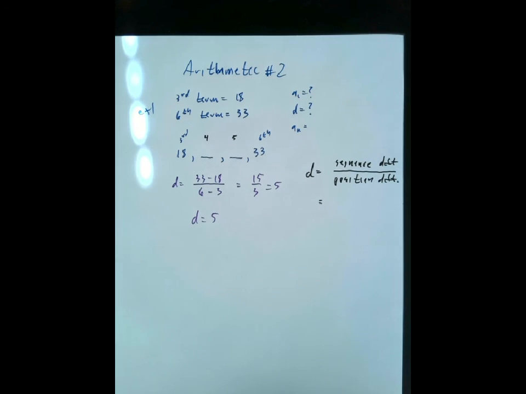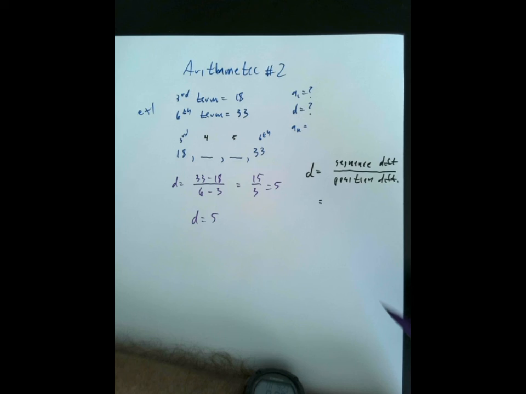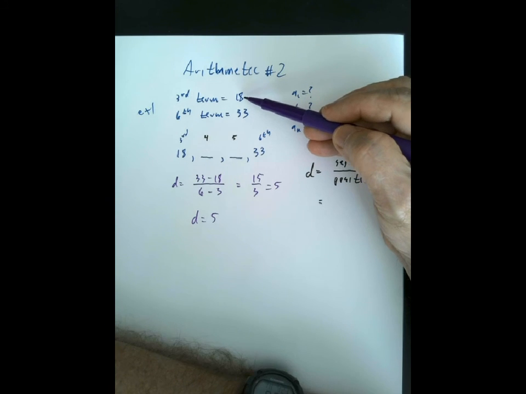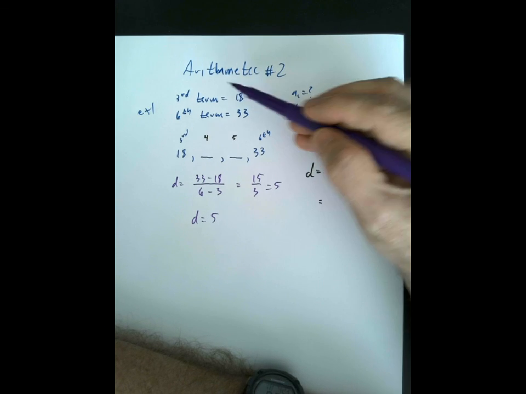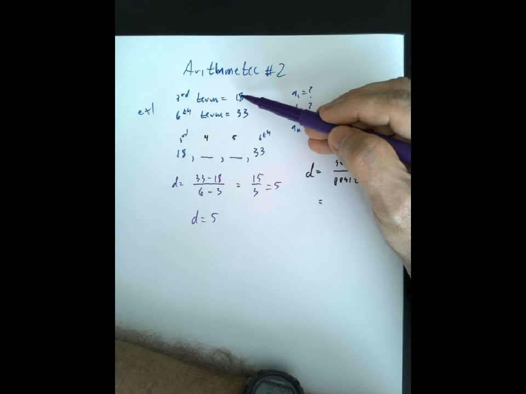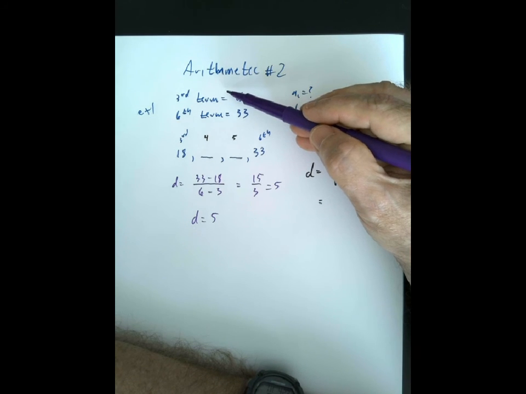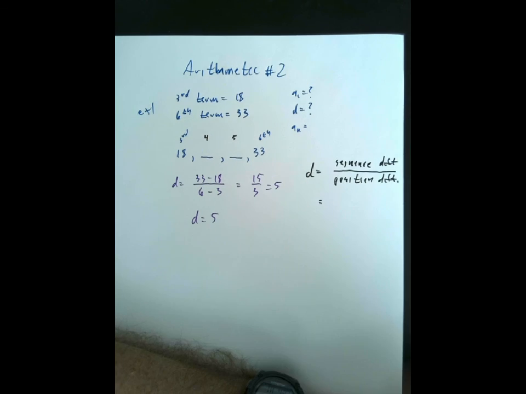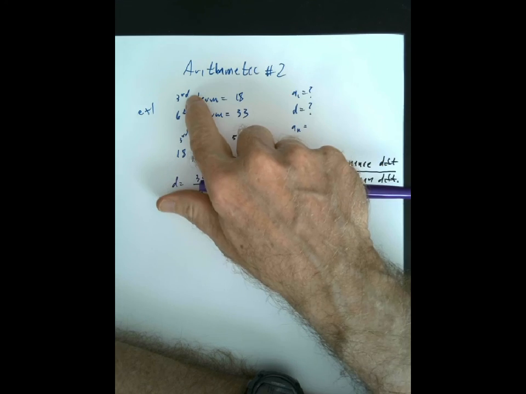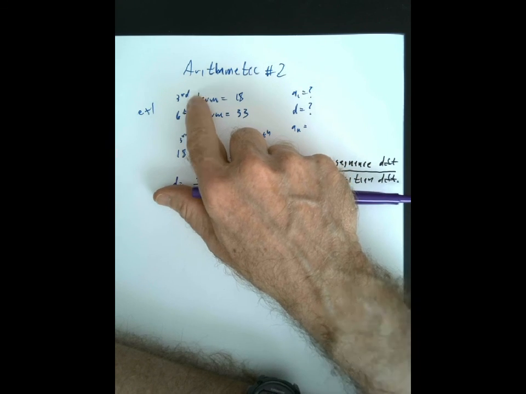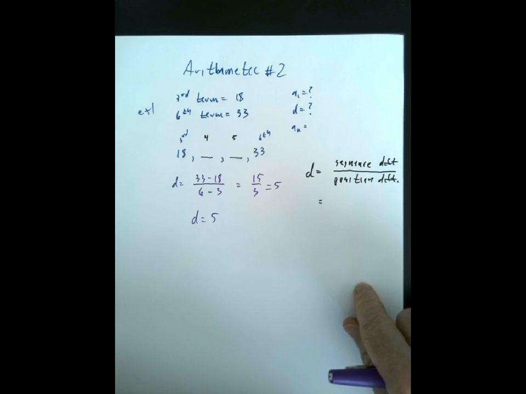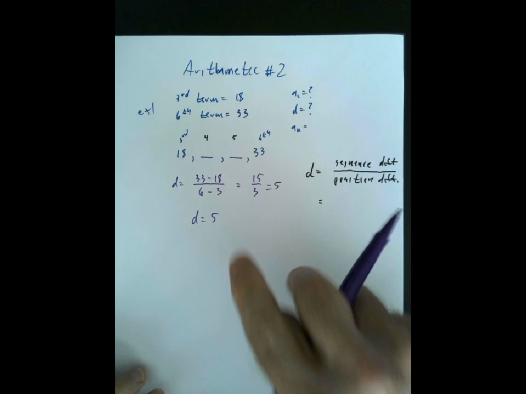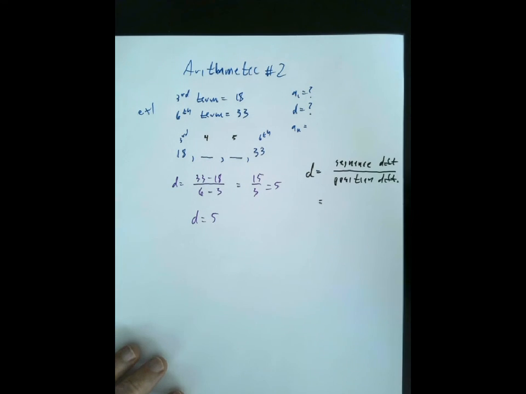Now, if we wanted to, we could think about it this way: 18 is the third term, so we could subtract 5 and get 13 for the second term, and subtract 5 again and get 8 for the first term, right? So we would know that a sub 1 is 8. But sometimes, on some of our problems, that's going to be kind of awkward, because as you will see, it won't always be the easiest way to do it. So I'm going to show you a more general way to figure out what a sub 1 is. Now we've got D, which is 5.